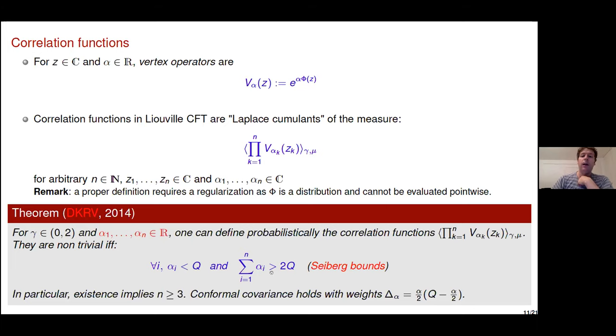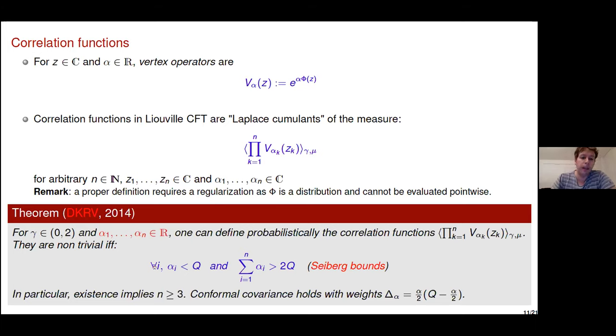But the sum of the alpha i's has to be bigger than 2Q. So we have these two conditions for these correlation functions to make sense. If we don't have this condition, we can still renormalize and go to the limit, but we're going to find something trivial. We're going to find zero or infinity. And so it's going to be something trivial, which has actually nothing to do with Liouville conformal field theory. So our window to enter Liouville conformal field theory is actually via the Seiberg bounds here.